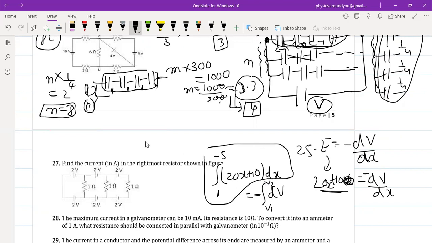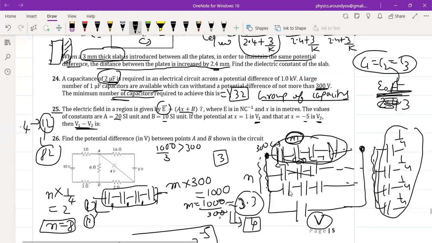20x square by 2, or it is 10x square plus 10x between the limits 1 and minus 5. You put the values over here, then you will find the V1 minus V2 term easily. That was question number 25.